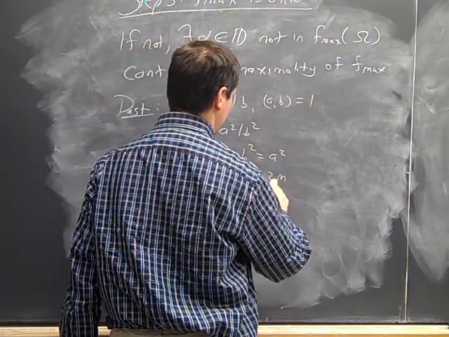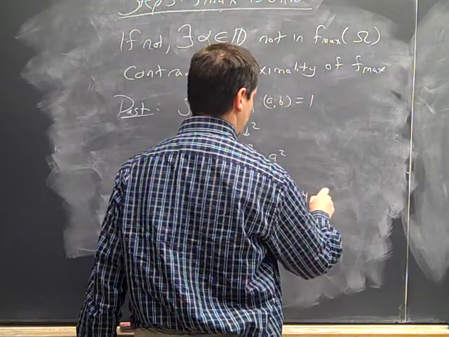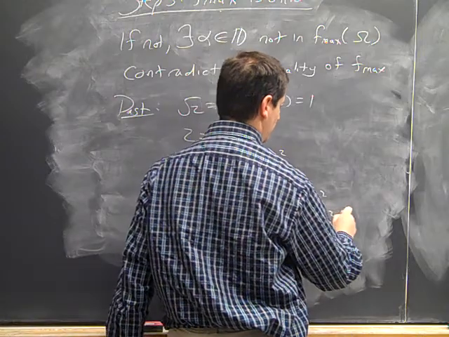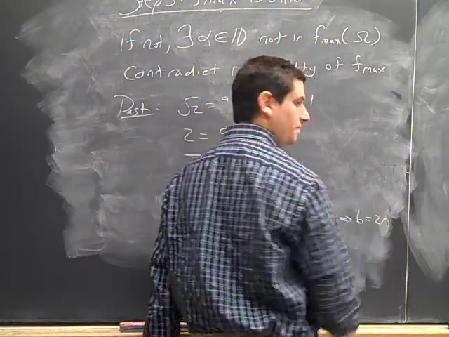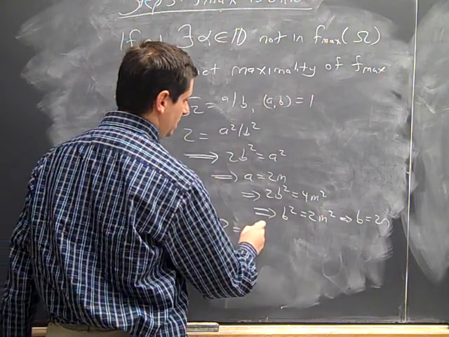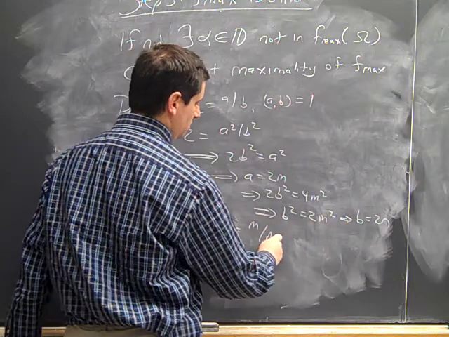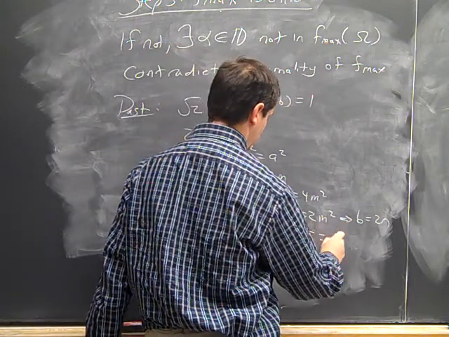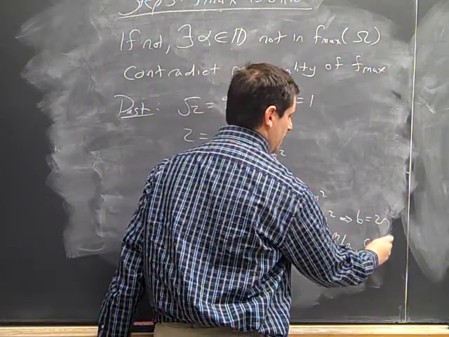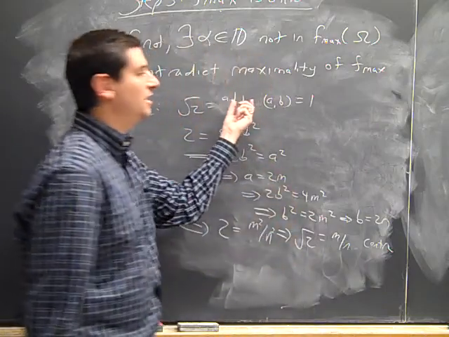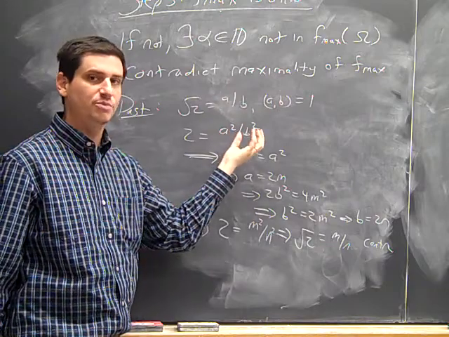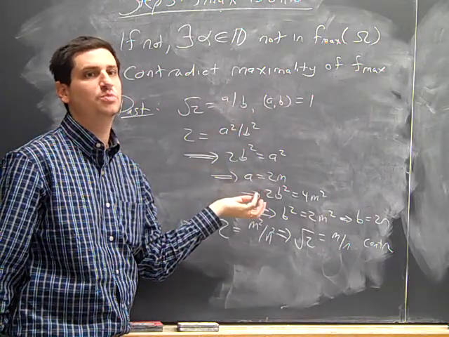And that's going to imply that 2b squared is 4m squared. So b squared is 2m squared. Therefore b is even. Therefore I get 2 is m over n, which implies square root of 2 is m over n. And that contradicts the relative primality of a and b. So I found that if a and b were relatively prime, I found another solution that was smaller.